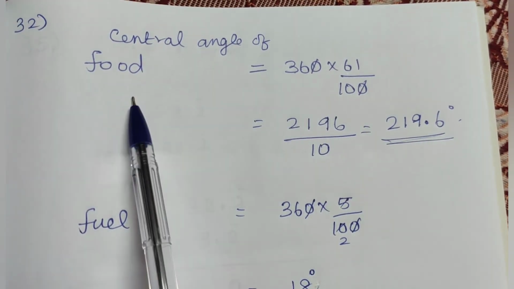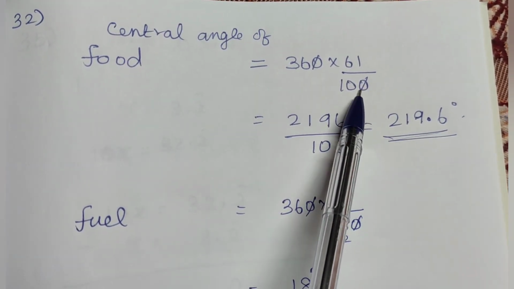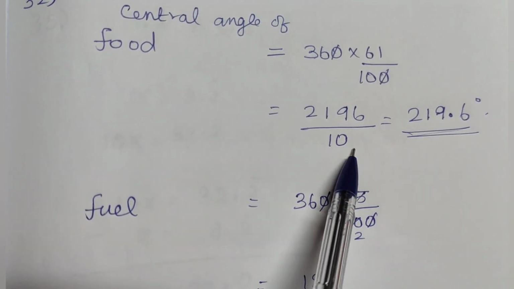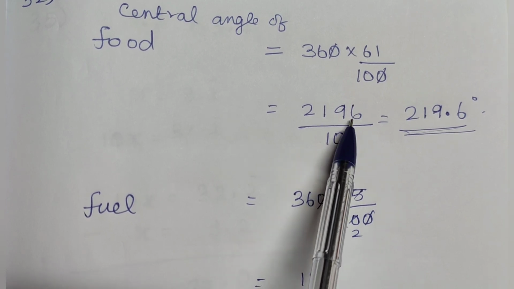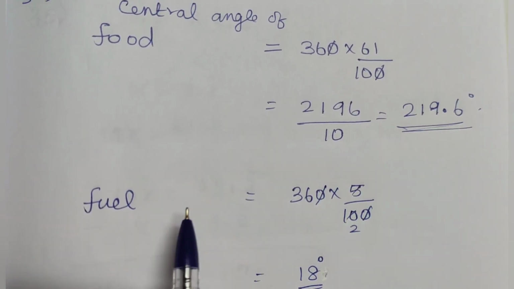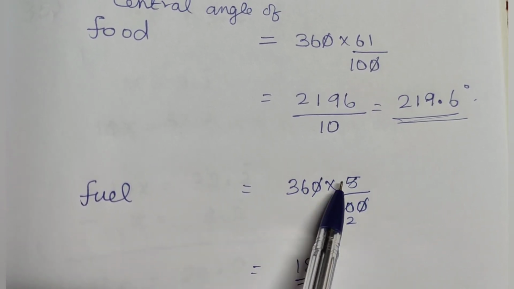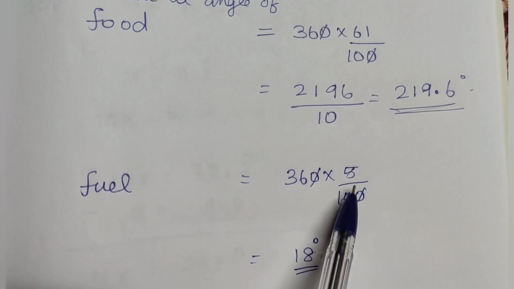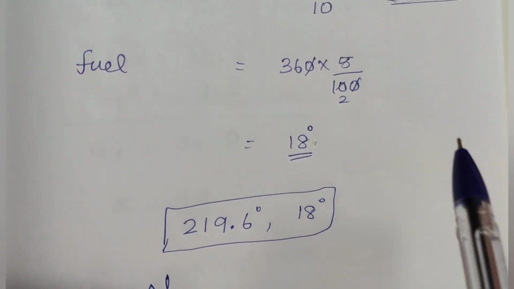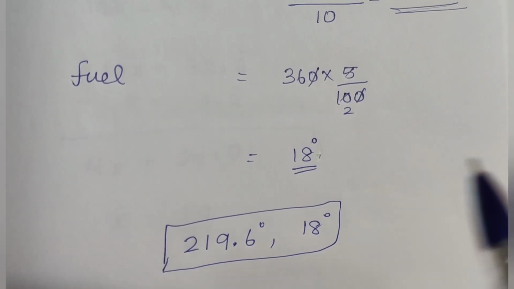Central angle of food is equal to 360 into 61%. 0, 0 gets cancelled. 36 into 61, 2196 divided by 10. 10 has one 0, so keep 1 decimal. 219.6 degree. Fuel, central angle for fuel is equal to total angle 360 into 5%. 0, 0 gets cancelled. 5 goes here 2 times. 36 divided by 2, 18 degree. So the central angle for food and fuel is 219.6 degree, 18 degree.